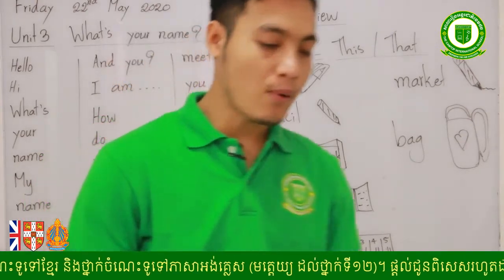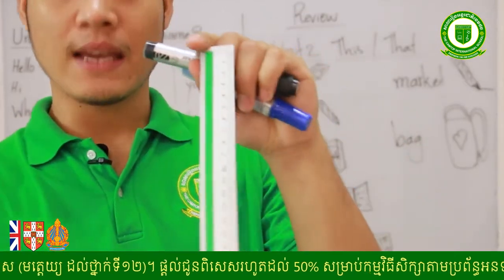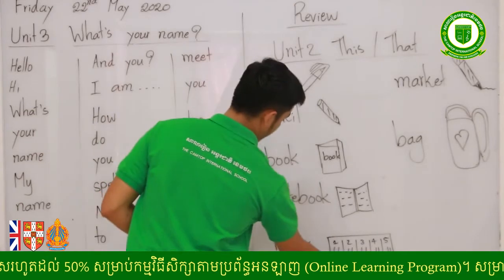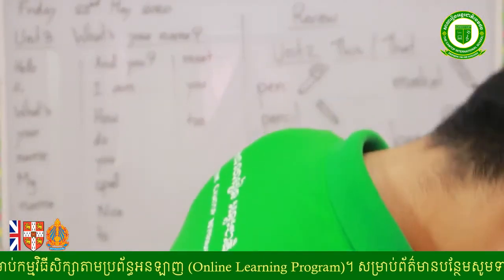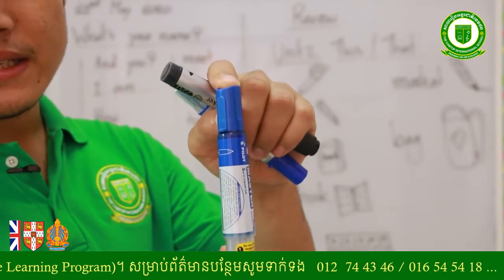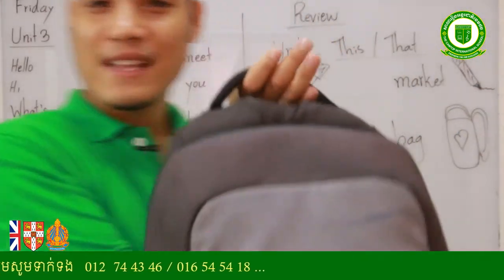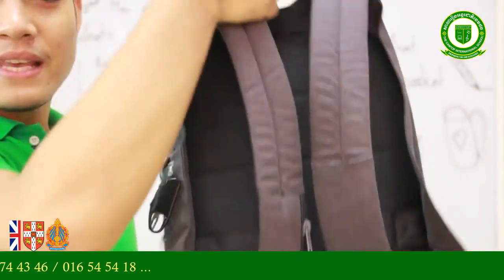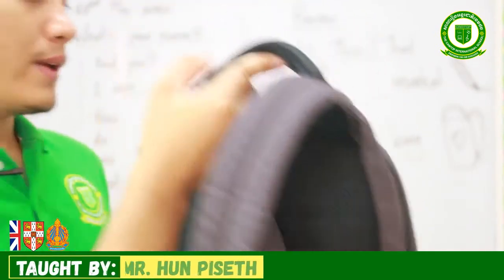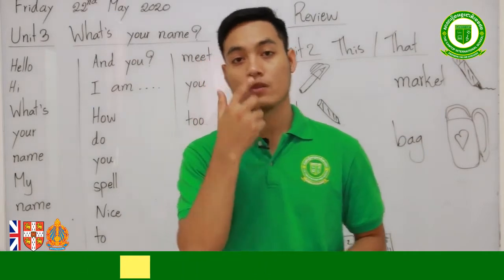One more: what's this? It's a ruler. Okay, good. So over here is a ruler. The next one: what's this? It's a marker. Good. And the last word: what's this? This is a school bag. It's a school bag. Very good. So that's it for the review, and now we're going to start our Unit 3.